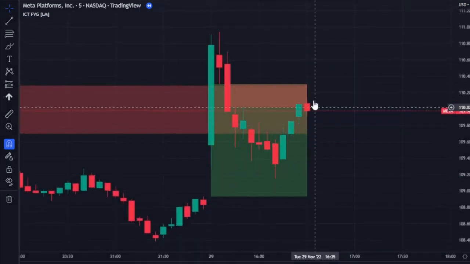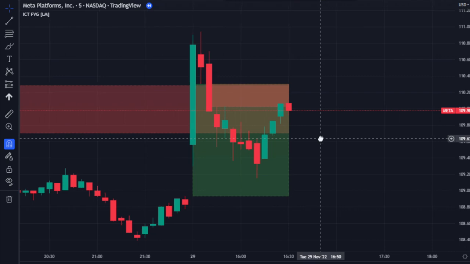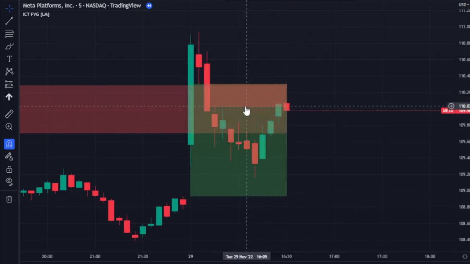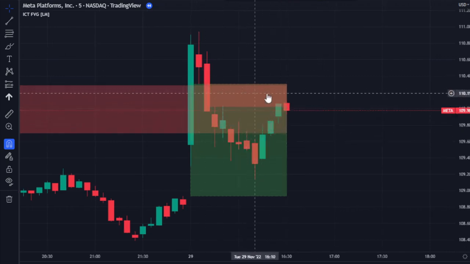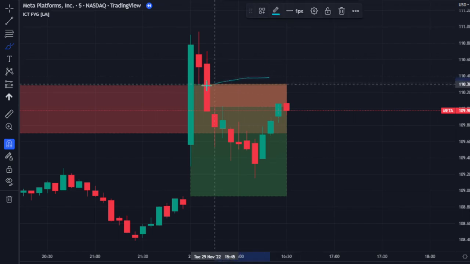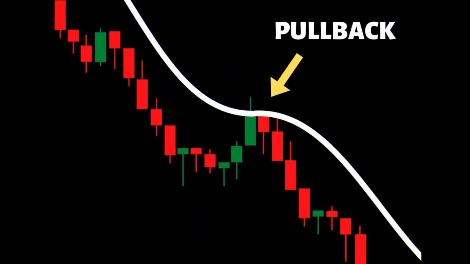Okay, now we will see short signals. Basically it's the same thing, only we are looking for the color of the gap to be red. First we have to see the gap and the pullback happen at the same time. I will leave you an image of the pullback so you can better understand this explanation.